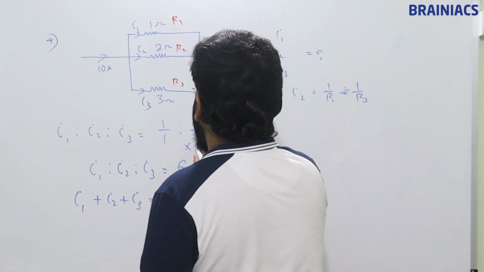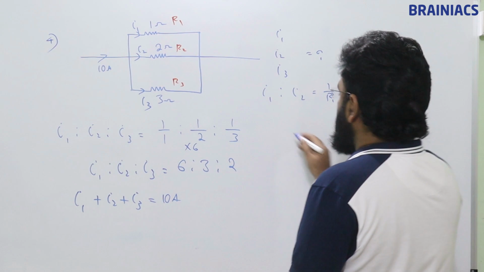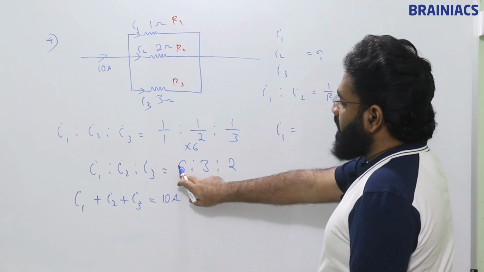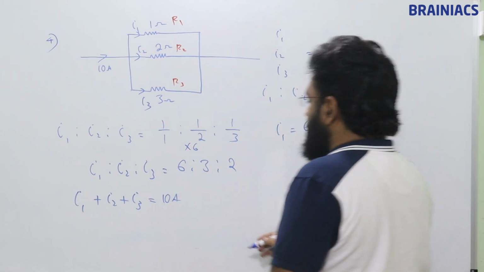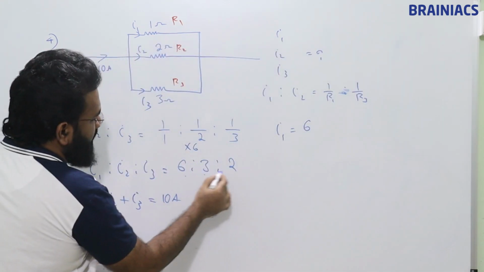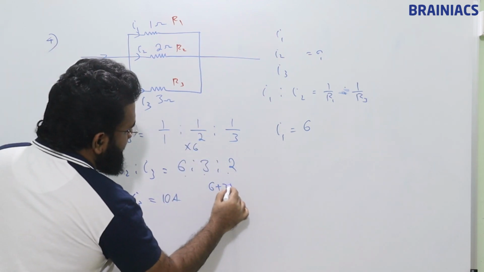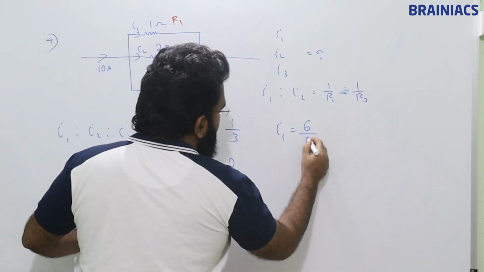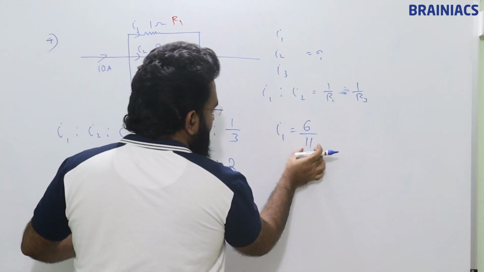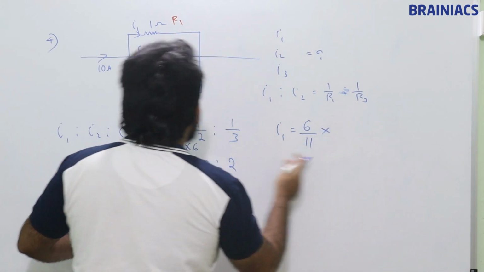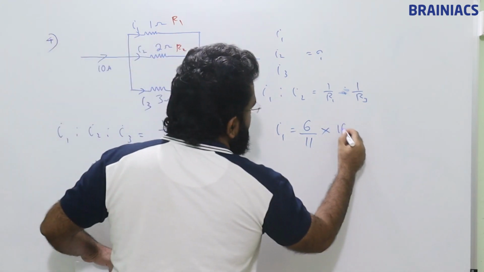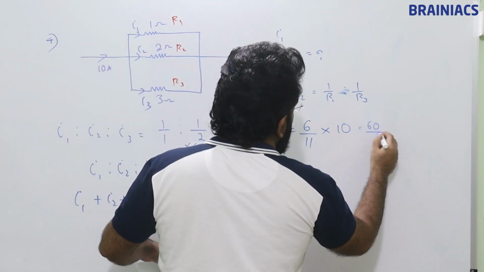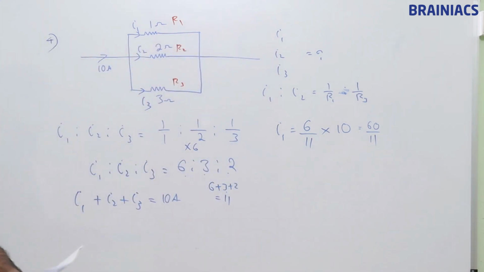Okay, this is multiplied with the 6 and we got it. So I1 is equal to how much is the ratio? 6. So I get here 6 plus 3 plus 2, which is how much? 11. So 6 by 11. My ratio divided by total, into the quantity that is coming, that is 10. So what we are getting here? 60 by 11.